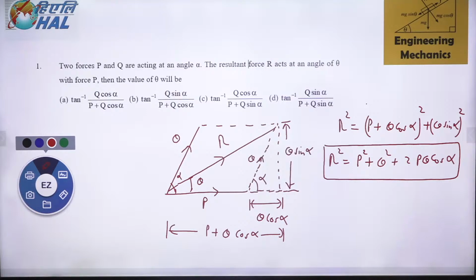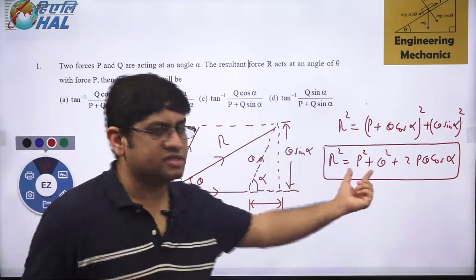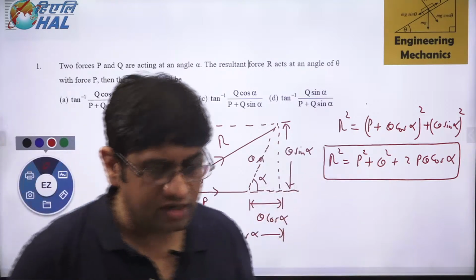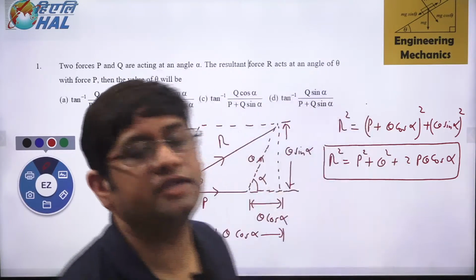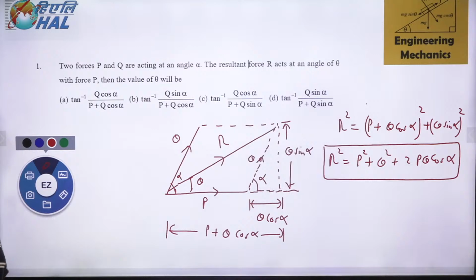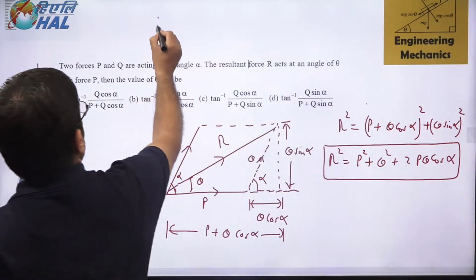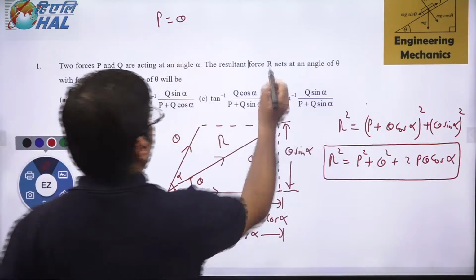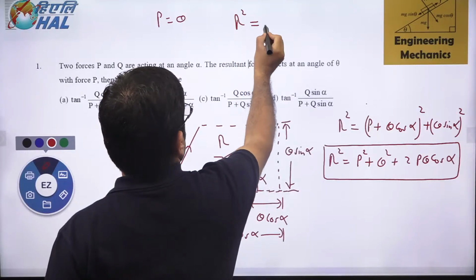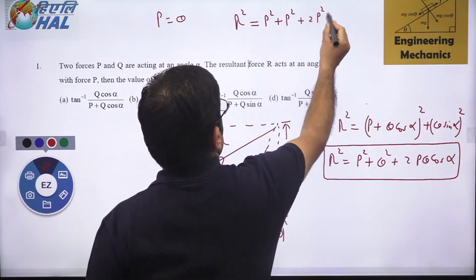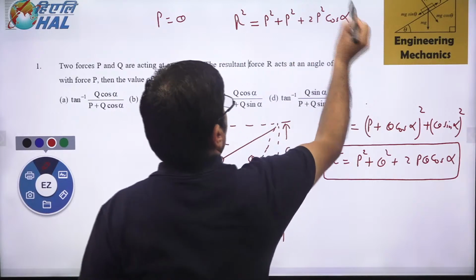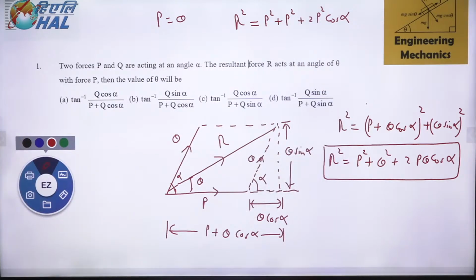Now very frequently one question is asked. Very frequently he asks you one question in this, and the question is, what if the two forces are equal? If I take P is equal to Q, then what will this formula be? R square is equal to P square plus P square plus 2P square cos alpha. That is the formula between R and P. If the forces are equal, this is the formula we are going to get.